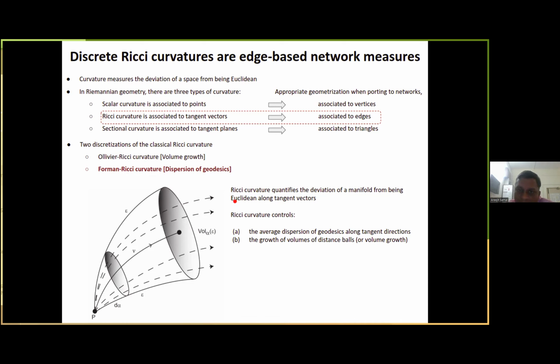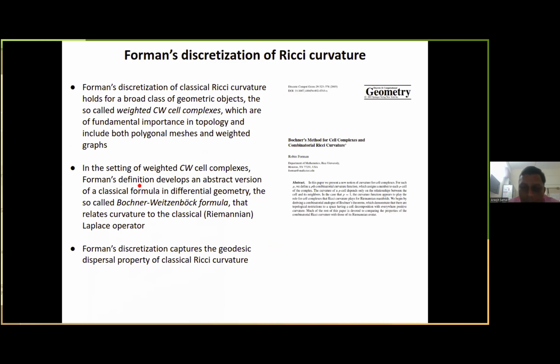It is important to note that in the classical case, the Ricci curvature quantifies the deviation of a manifold from being Euclidean. And it controls two properties: the average dispersion of geodesics along tangent directions and the growth of volume of distance balls, or volume growth. Among different discretizations of the Ricci curvature, in particular, the Olivier-Ricci curvature captures the volume growth property, while the Forman-Ricci curvature captures the dispersion of geodesics property.